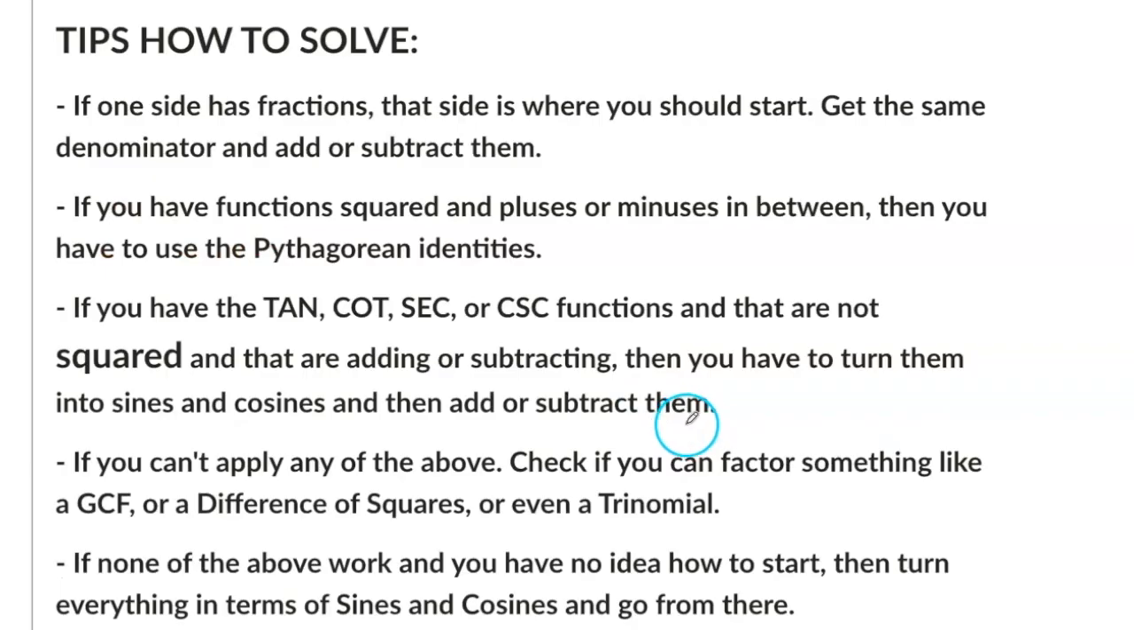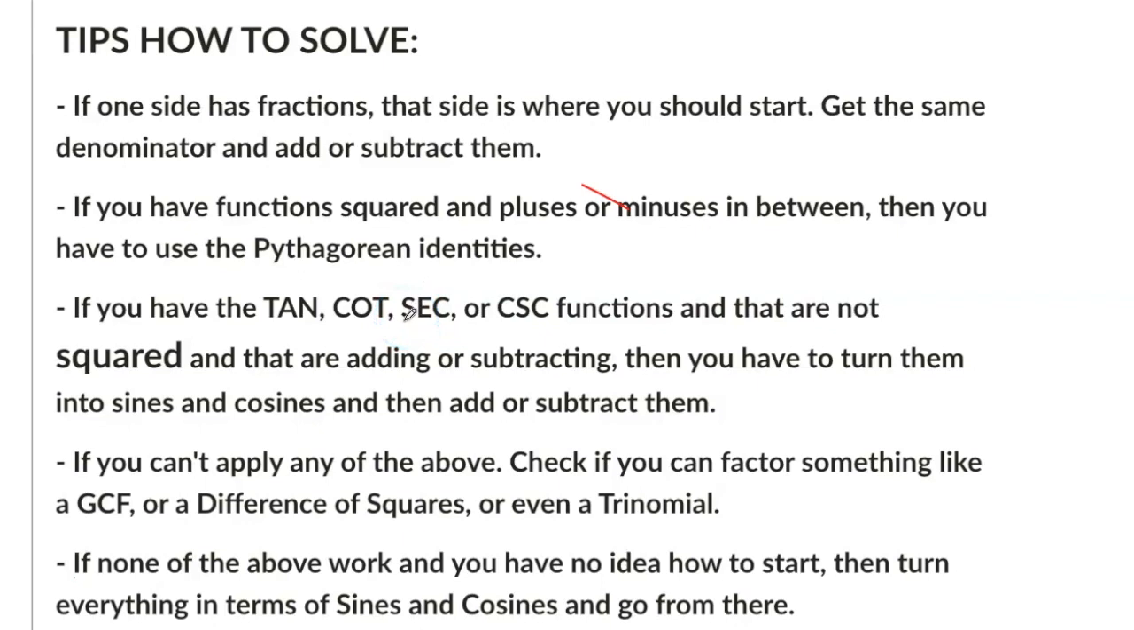Before we start, there are many tips on how to solve this. One is, if you see one side has fractions, then that's the side that you work on. If you have functions that are to the second power and you have pluses or minuses in between, then you've got to use Pythagorean identities. That's another way to start. If you have tangent, cotangent, secant, or cosecant, and those are not squared, then what you have to do is turn them into sine and cosines and then add or subtract. As soon as you turn these functions into sine and cosines, they're going to become fractions.